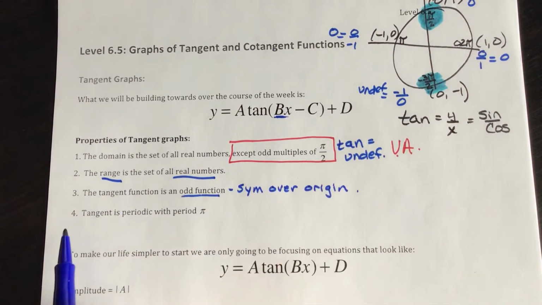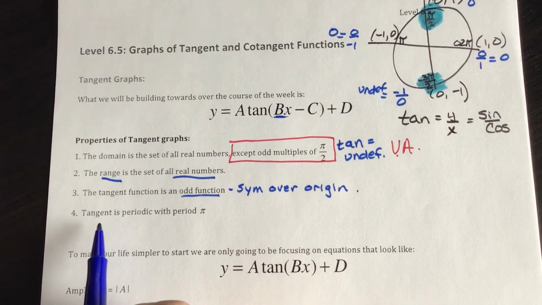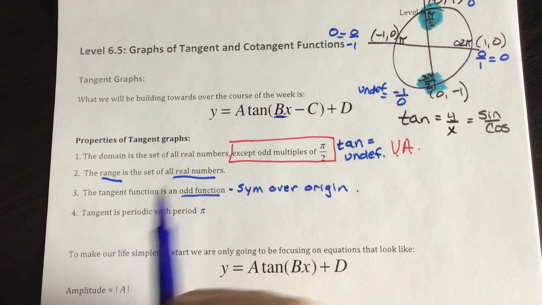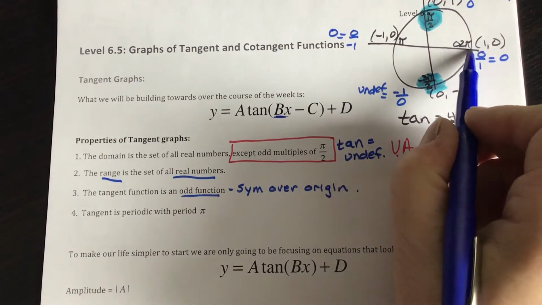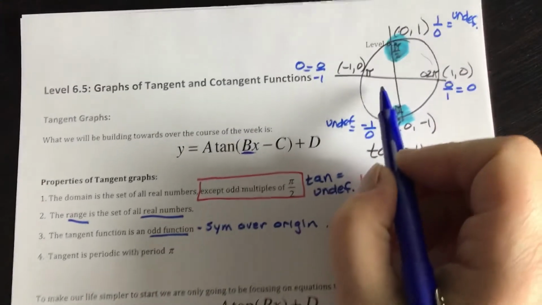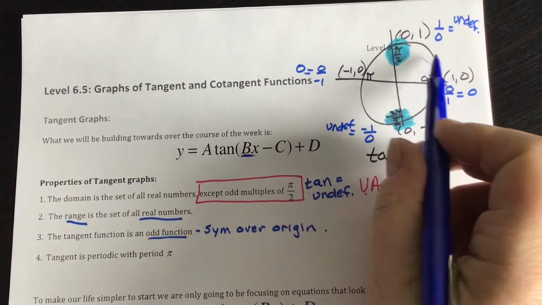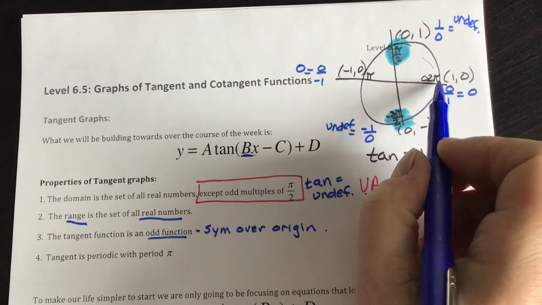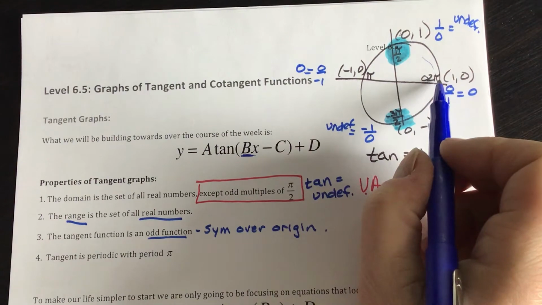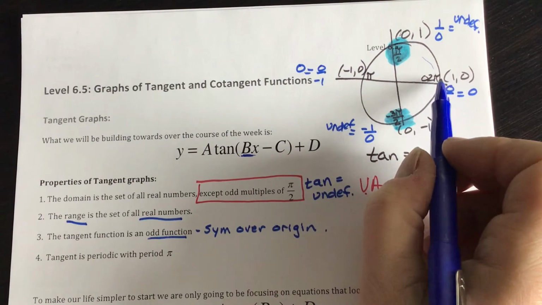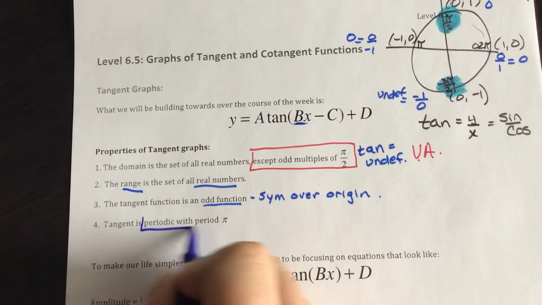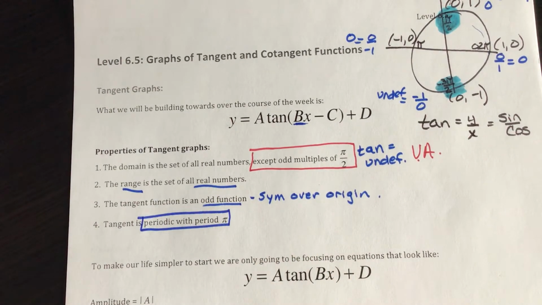Another thing that's different with tangent is that the period of tangent is pi. That means from 0 to pi on my unit circle, we will see one full revolution of tangent. In all the other 4 trig functions, the period was 2 pi. Here the period is pi.